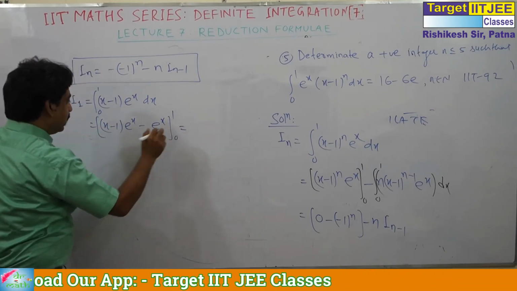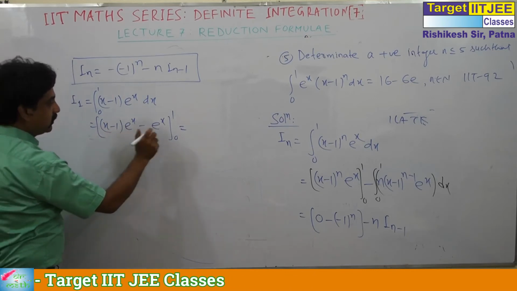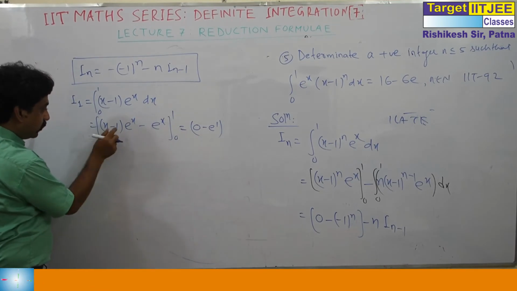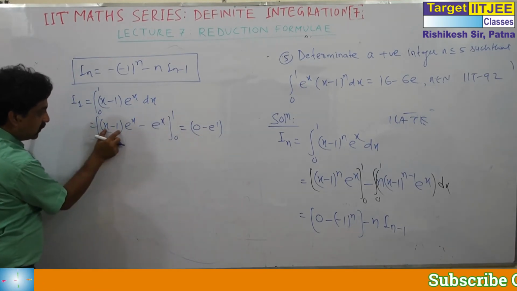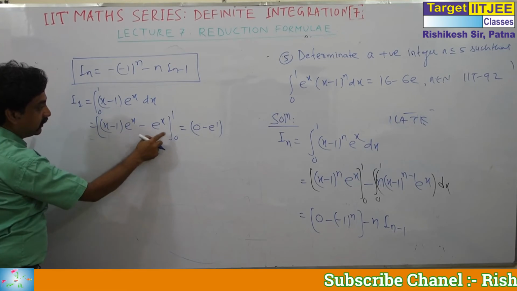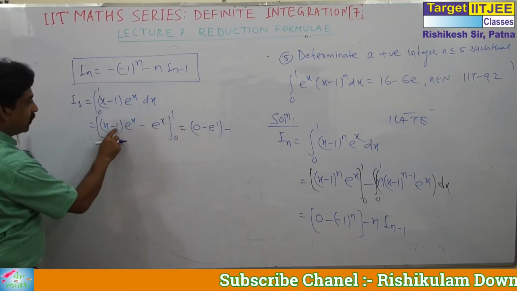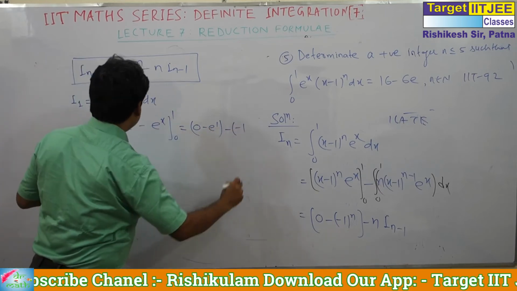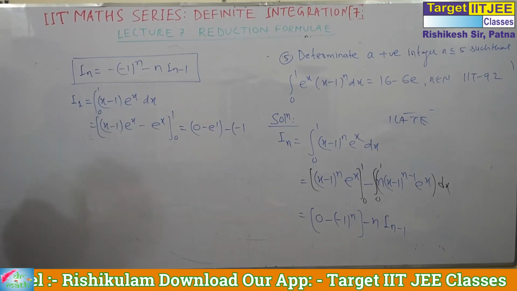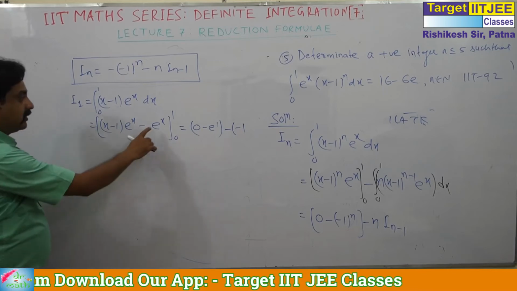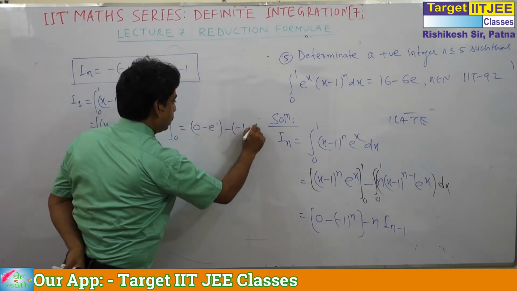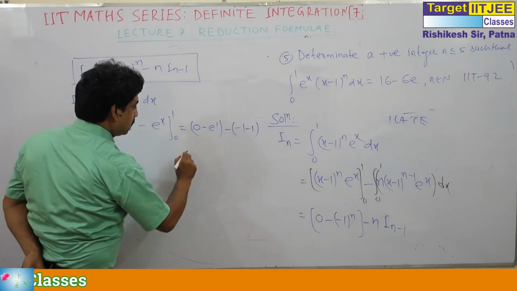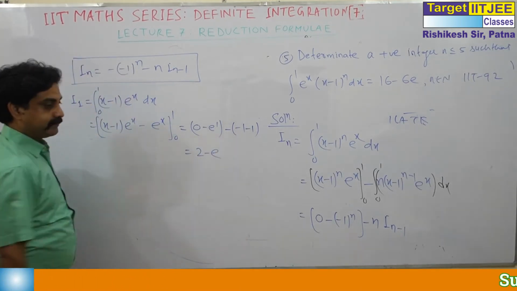What is its value? At x is equal to 1, this is 0. At x is equal to 0, this is 0 minus e to the power 1. Actually x is equal to 1, this is 0. So this is 0, this is e to the power minus, at x is equal to 0, this is minus 1 into e to the power 0. Minus 1. Be very careful about plus and minus, and this again is minus 1. So what is I1? I think it is 2 minus e.